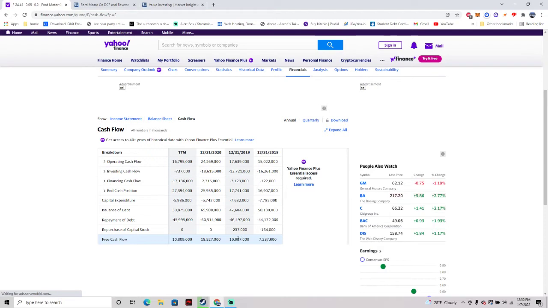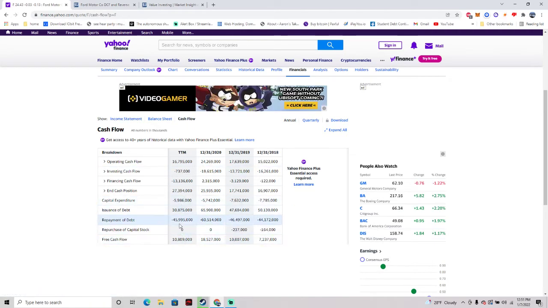And then 2019, they made 10 billion. And then 2020, they made 18 billion. In the trailing 12 months, they've made 11 billion. So $11 billion have come into the business in the last 12 months. And so this is the number that we want to use to calculate the intrinsic value of a stock, because net income after operating expenses and whatnot can be manipulated more easily than free cash flow. So free cash flow is really what you want to judge a company's profitability by.